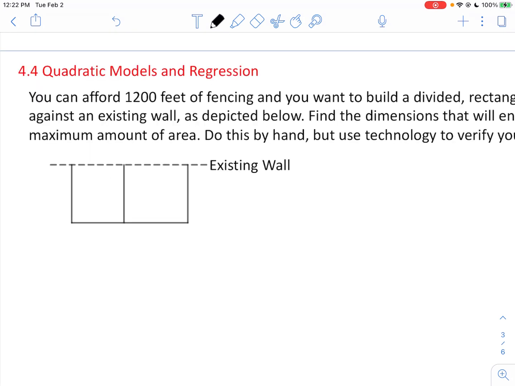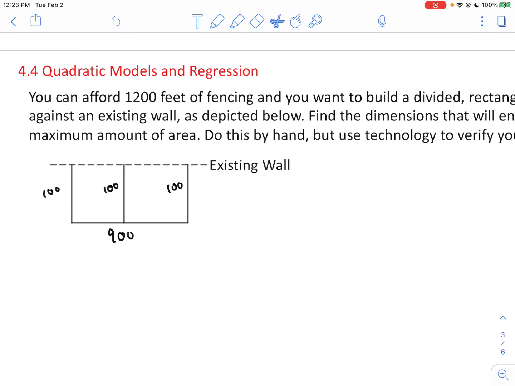Okay, in this situation, if you were to experiment with different ways of using up your fencing, you would see that we get different shaped rectangles and hence different areas. For example, if I put 100 feet for each of these, then how much fencing do I have left over? Well, I have 900 feet still. I could do that for this other side. Remember, I don't need to put anything here. There's already an existing wall. So this accounts for the 1,200 feet of fencing.